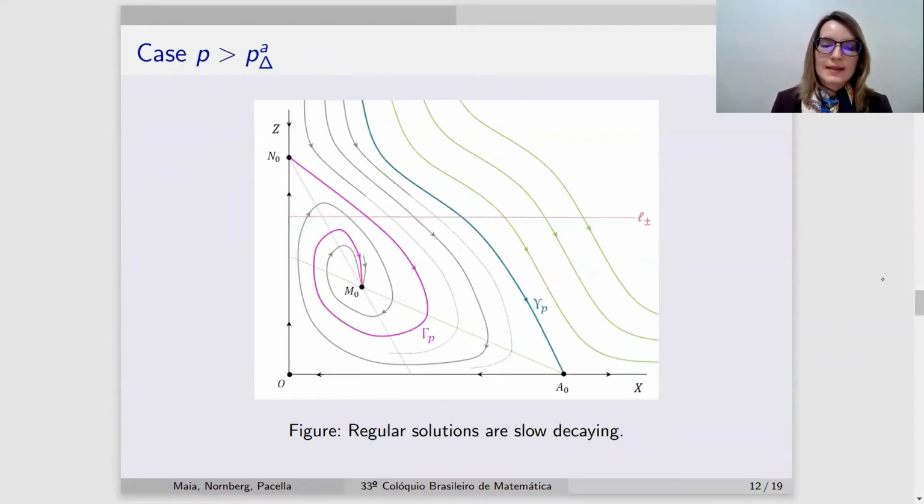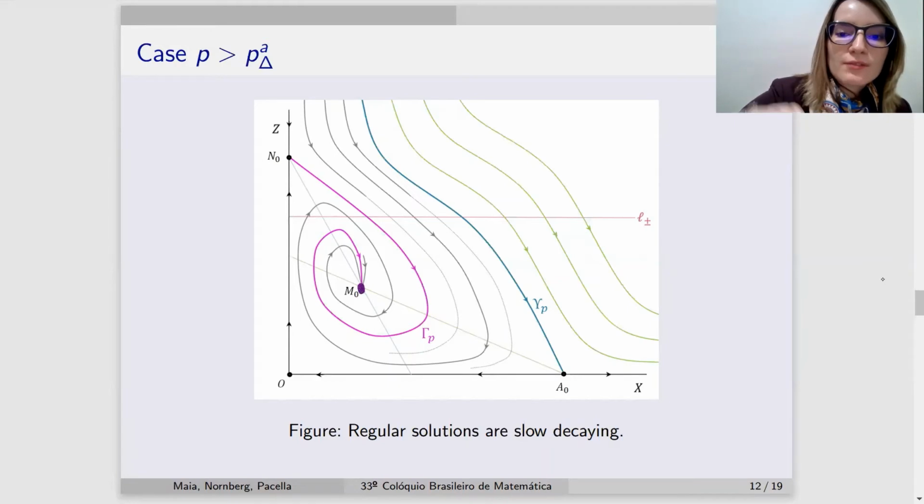In the case that P is larger than the critical exponent for the Hénon equation, we are seeing here that we don't have singular solutions because here, for M0, we don't have periodic orbits, A0 at this point is a source, and actually the only singular solution is the trivial one given by M0.